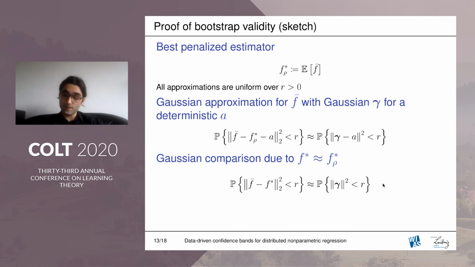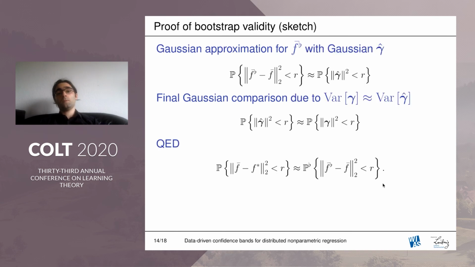So on the left-hand side, it's the norm of a non-centered Hilbert element. Now the same thing goes for Bootstrap world. So yet another Gaussian approximation. And finally, we can do Gaussian comparison for gamma and gamma hat, thus establishing the claim.